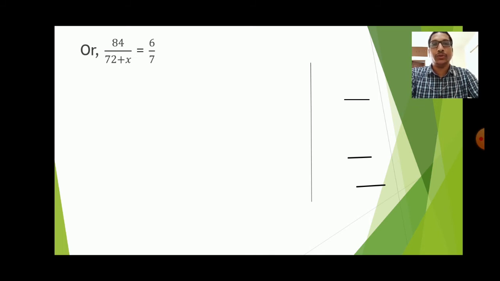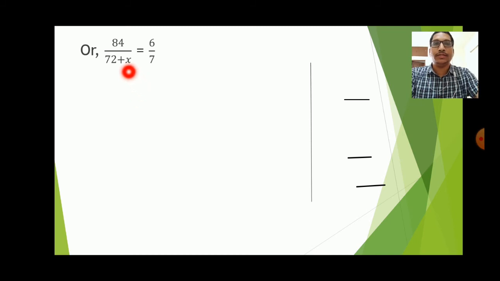So here what will we do? Here we will do cross multiplication. One thing, when we do cross multiplication, at that time the left side's numerator and the right side's denominator will be multiplied, and the left side's denominator and the right side's numerator will be multiplied. I am telling again, here the left side's numerator and the right side's denominator will be multiplied, and the left side's denominator and the right side's numerator will be multiplied. Okay, now look at here.